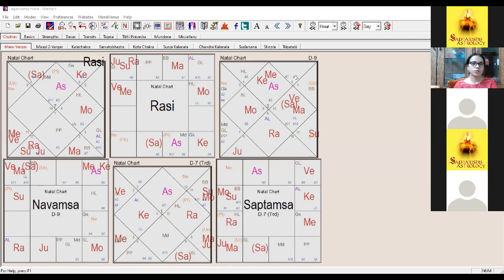So that's why I'm saying now you have to use D9 on a conditional basis. If you want to see the marriage part, see D9. If you want to see the career part, see D10. Okay, I think it's clear. Now for children thing, we have seen the Saturn, fourth and fifth house. Now see this position of Saturn in D7 also. In D7, Saturn is again located in the Scorpio sign.